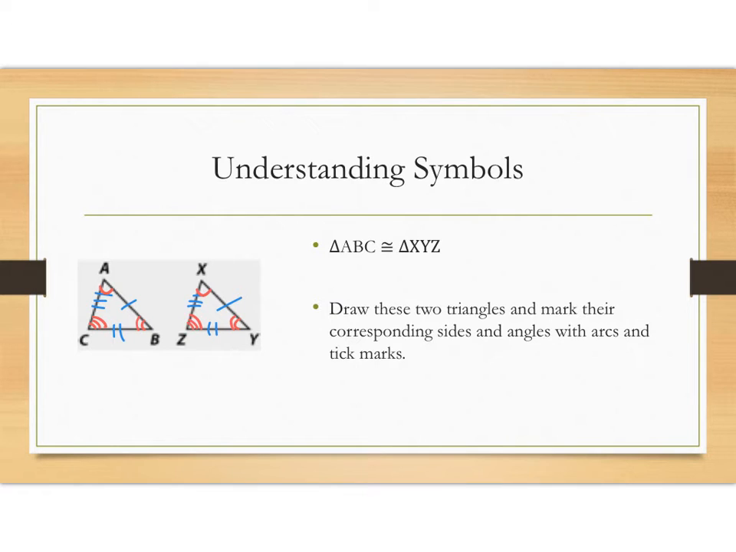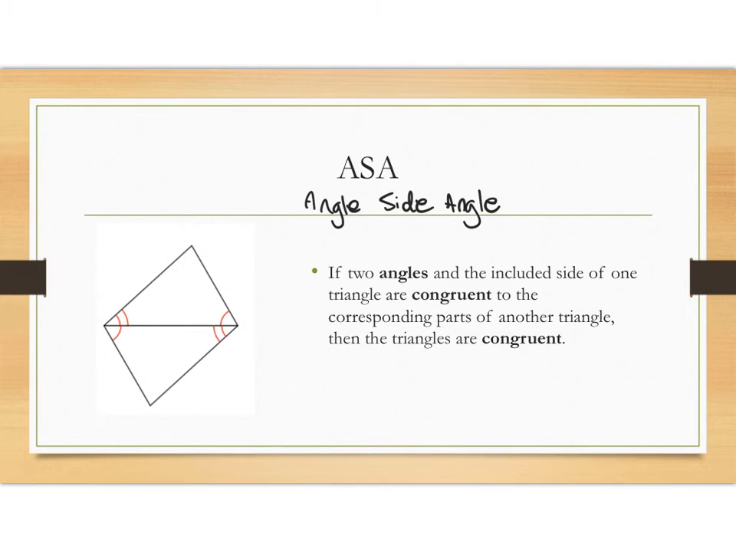One way to prove that two triangles are congruent is to prove that all of their corresponding sides and all of their corresponding angles are congruent to each other. We've marked all of those relationships on these triangles. That's a lot of work though. Let's talk about shortcuts that we could use. ASA stands for angle side angle.